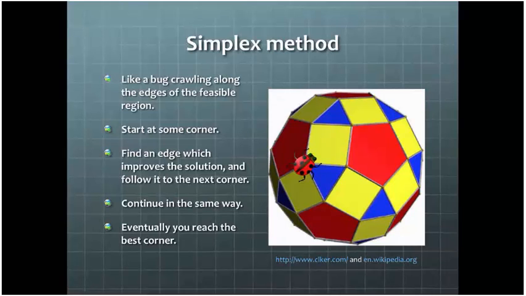Now, how do you know when you're finished? Well, you keep crawling and crawling and crawling along edges, visiting various corners, and eventually you'll find yourself at a corner where you can't improve the solution. In other words, crawling along any edge will only make it worse. And as it turns out, because it is a linear programming problem, that's a guarantee that you're at the very best corner. There's no better corner available. You're already there at the best corner. So that's how it works.